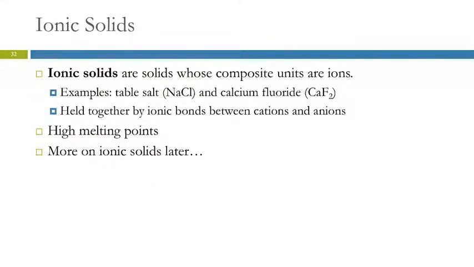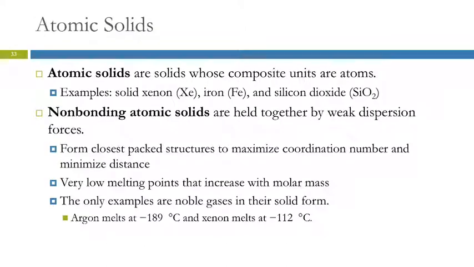Ionic solids, the composite units are ions. Those are held together by ionic bonds. Ionic bonds are pretty strong, and so these generally have very high melting points. We're going to talk about ionic solids in way more detail later. Now, atomic solids: we've got the composite units being atoms. So solid xenon, solid iron, solid silicon dioxide.